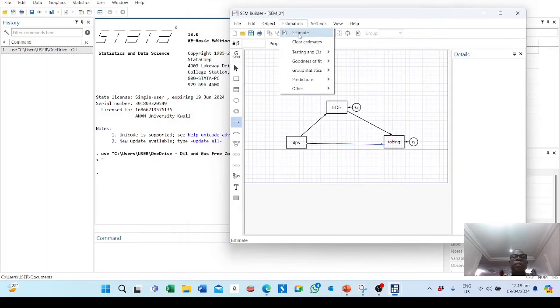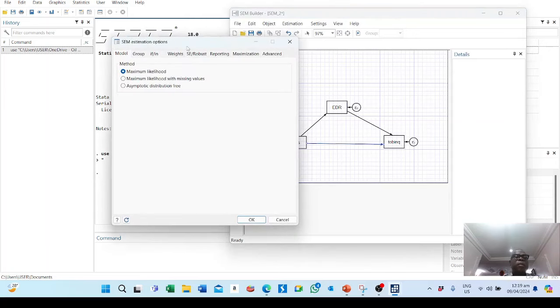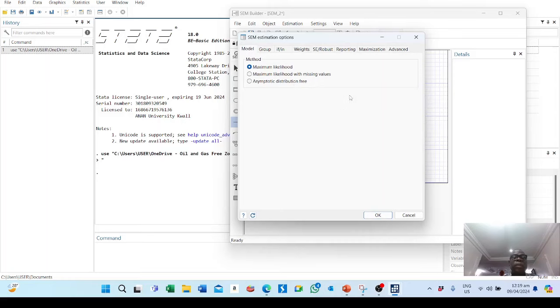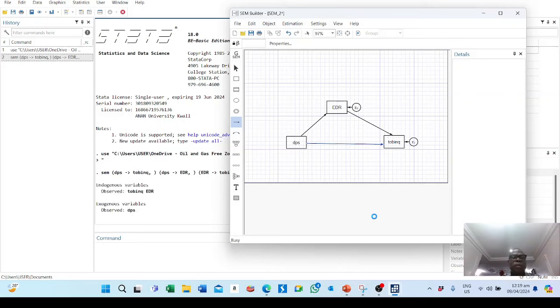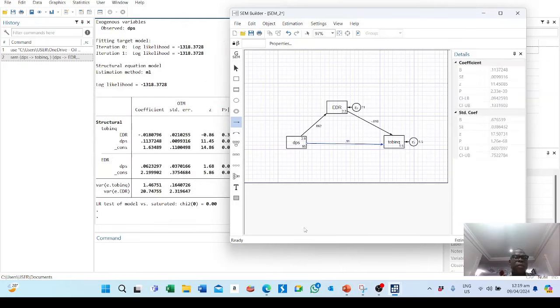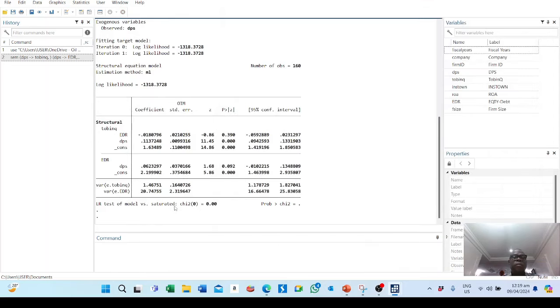Now, estimate: the maximum likelihood is selected, and we are on default standard error. Once I click, the structural equation model runs. So that is it. We now have the structural equation model. The first step, we can see the number of observations, 160 observations.